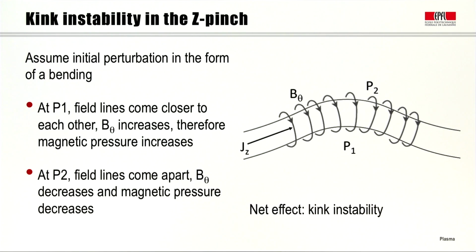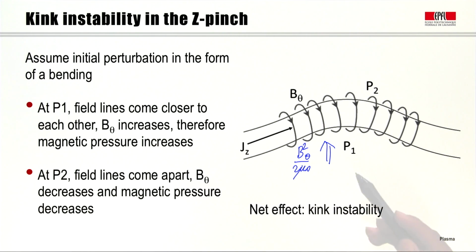Now, the second example of the instability is the kink instability in the Z pinch. We assume an initial perturbation in the form of bending. We've pushed up the plasma. At P1, the field lines come closer to each other. B theta increases. Therefore, the magnetic pressure increases. And this pushes the plasma up. At P2, the field lines come apart, B theta decreases, the magnetic pressure decreases, and the plasma cannot be pushed back down.